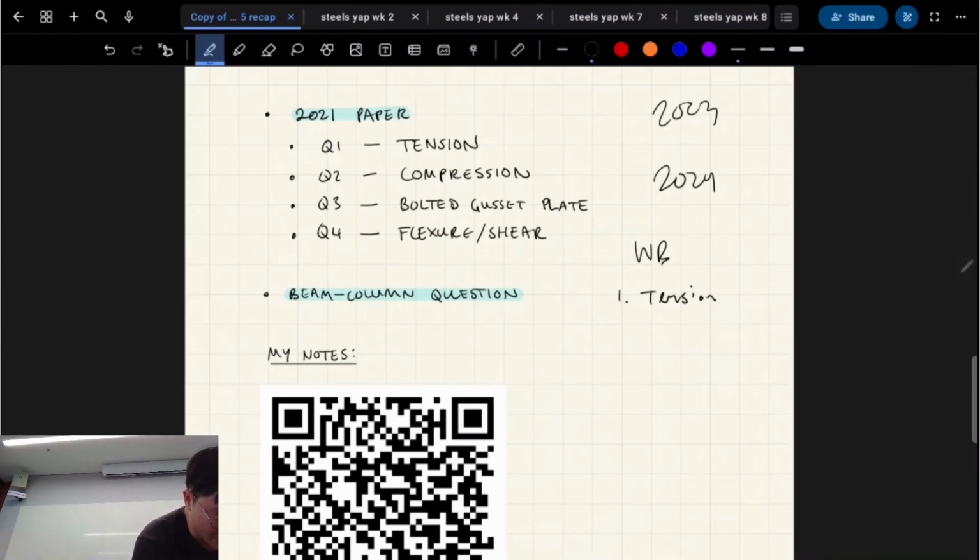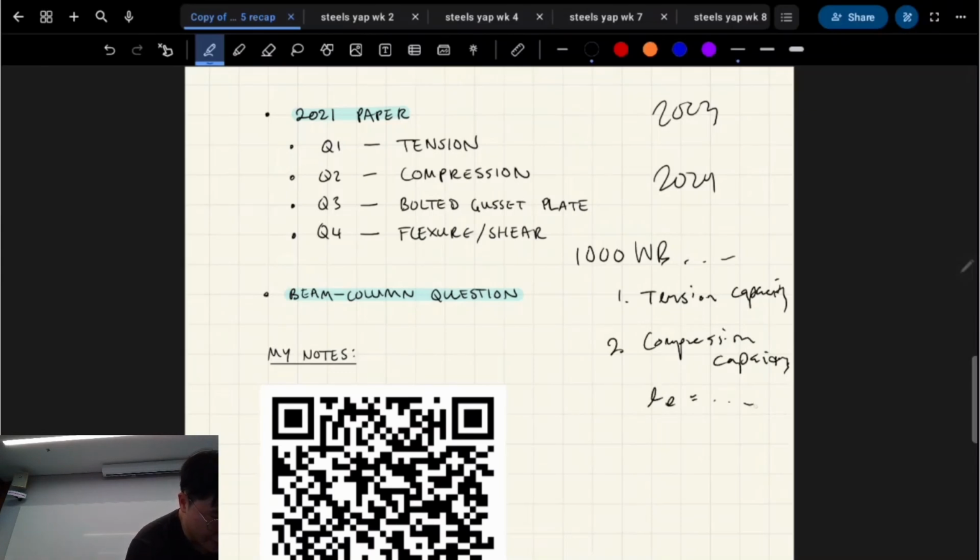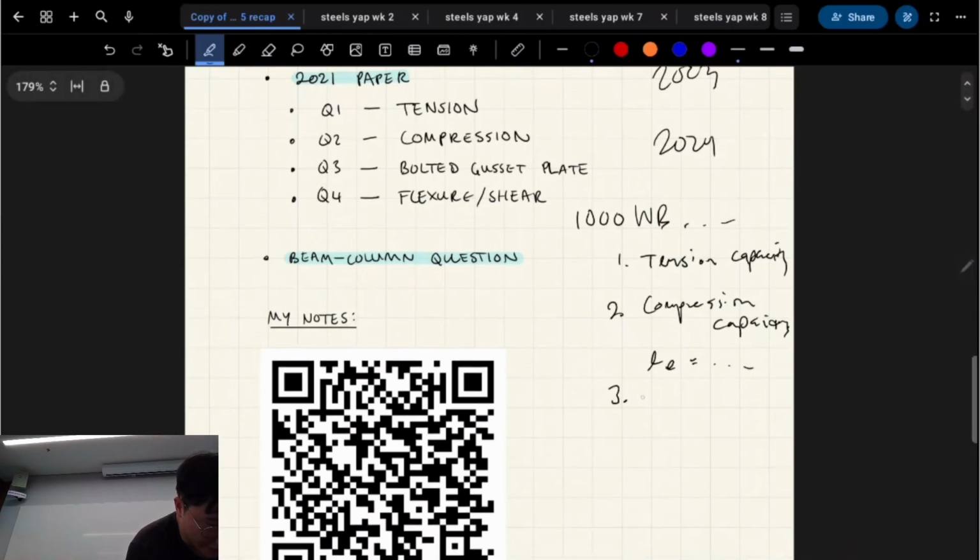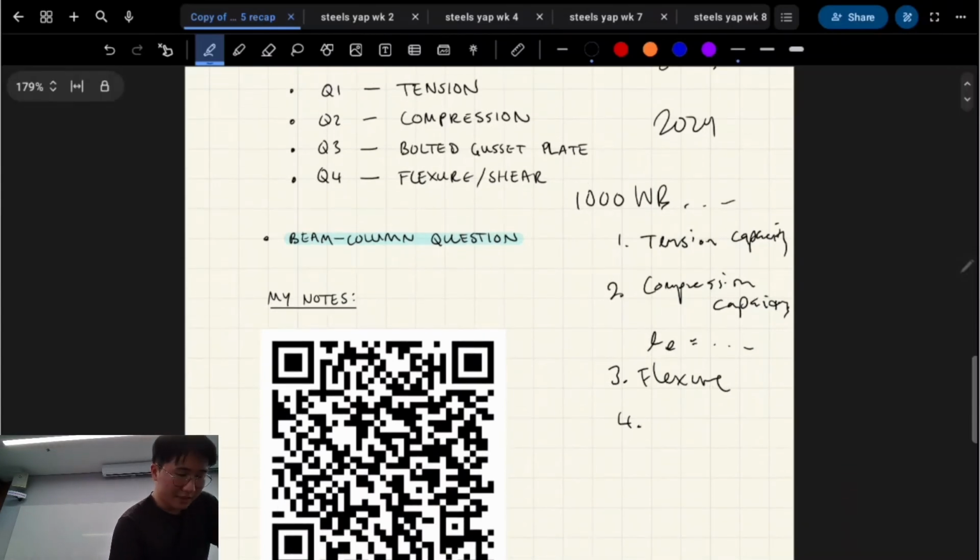So say it was like a 1000 WB something. Tension capacity, compression capacity, and then it's like assume these things like L, E is whatever. 3, flexure. 4, what do they do next? I think bolted connection.